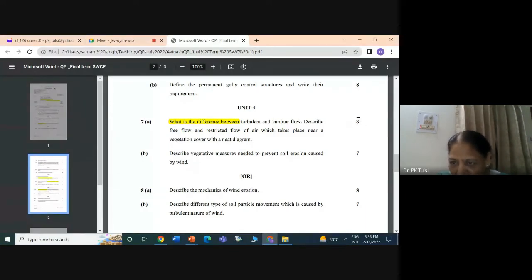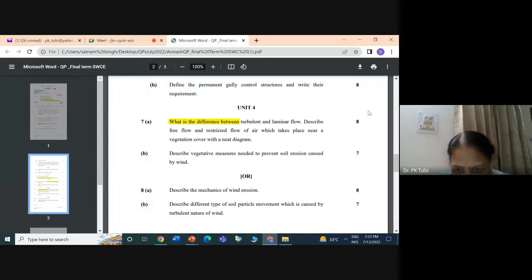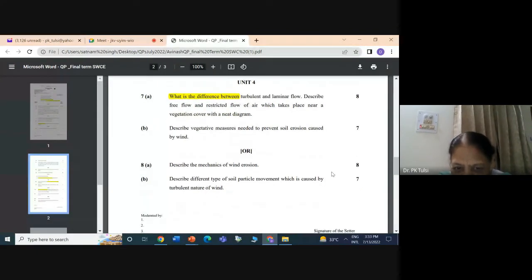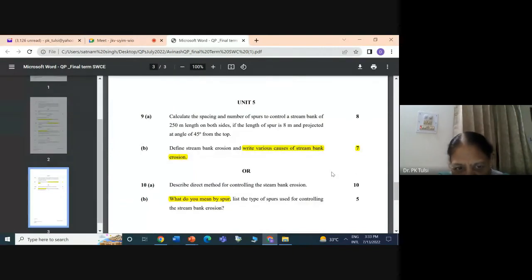Question number 7A, you have not highlighted the marks to be given to this. So make sure you also indicate. Describe different, बाकी ठीक है. Done. Here आप देखिए, B में देखिए, define stream bank erosion and write various causes of stream bank erosion. Again, write. तो simply enlist करने हैं उसको या explain करना है.